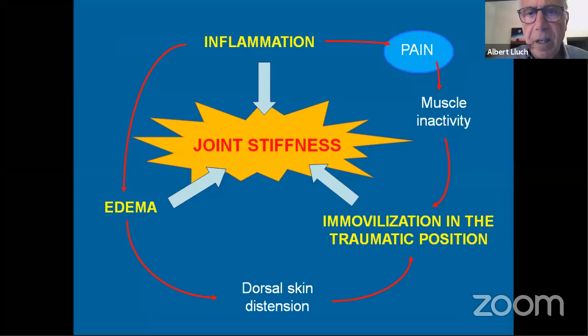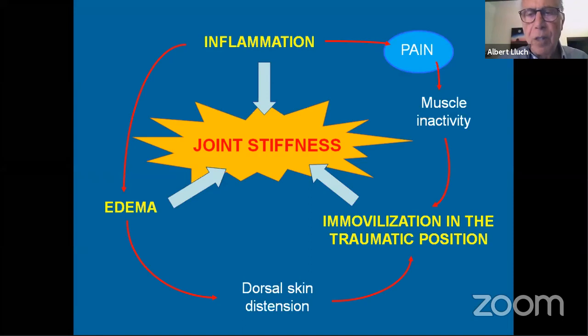So, as a resume, the joint stiffness will come mainly from inflammation, also from edema, because it causes dorsal skin distension, and also from the immobilization in the traumatic position. And then you will get a joint stiffness. But it's very important: pain. Pain is the worst thing that you can have.